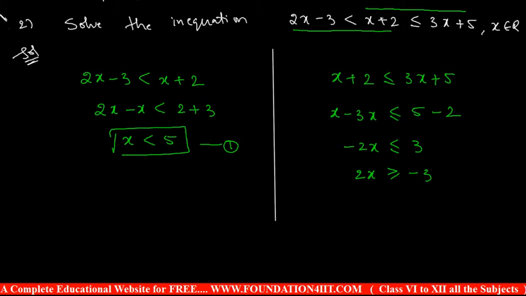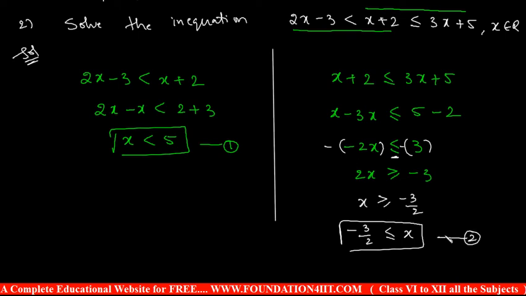That means on both sides we are indirectly multiplying by minus 1. If we multiply both sides by minus 1, the sign changes: less than or equal becomes greater than or equal. Now 2x is greater than or equal to minus 3, so x is greater than or equal to minus 3 by 2. That is, minus 3 by 2 is less than or equal to x. This is equation 2.